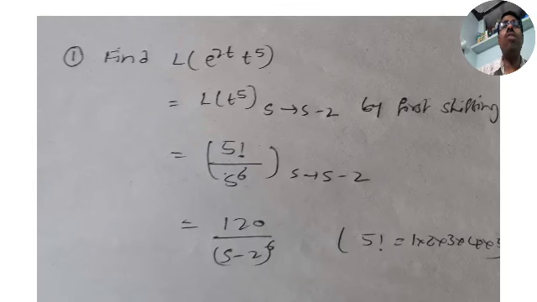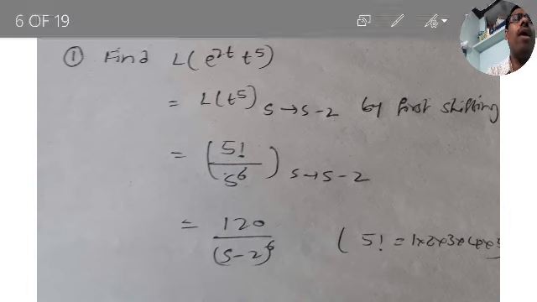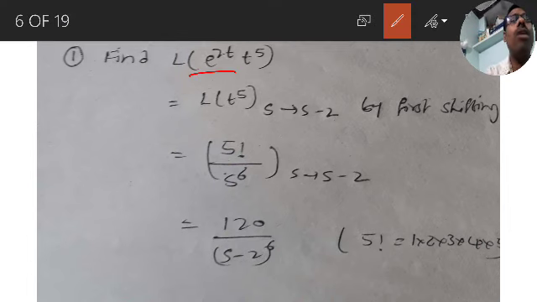So this is our first problem. Find L of e power of 2t into t power of 5. It is multiplied by e power of 2t. It is plus. Plus means you have to substitute minus.